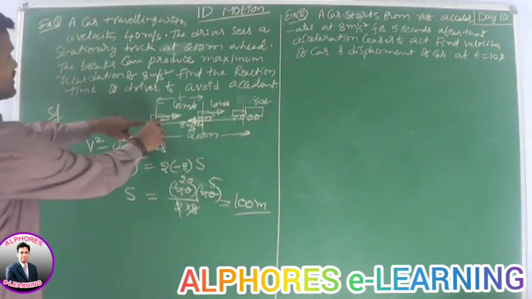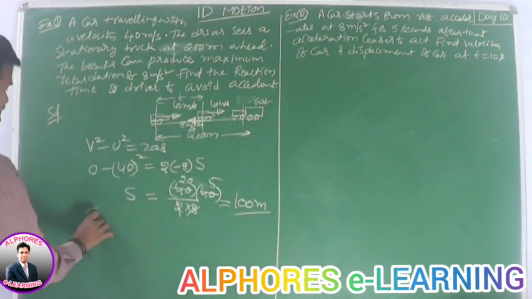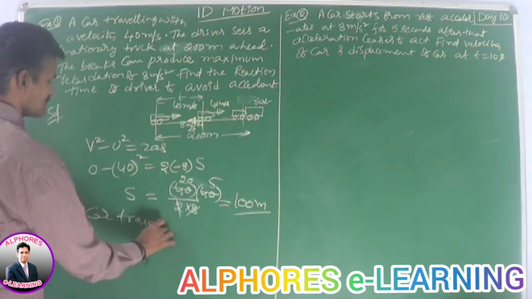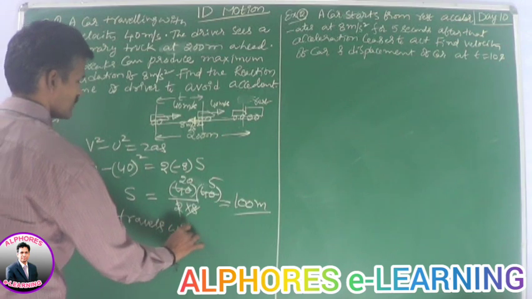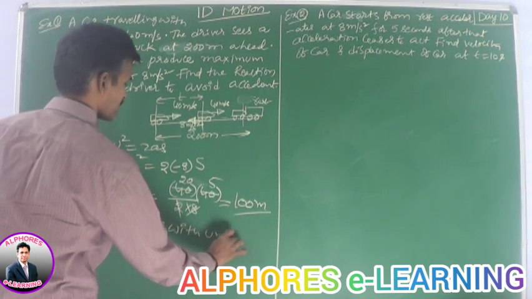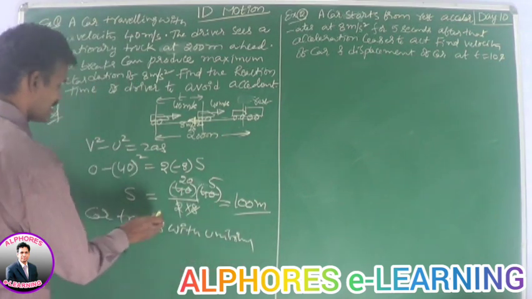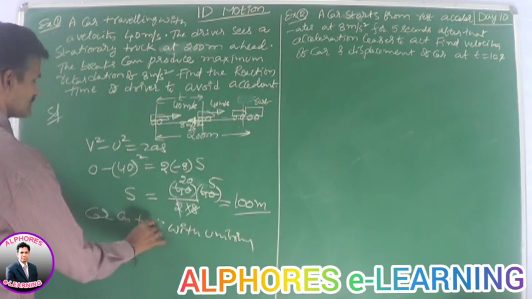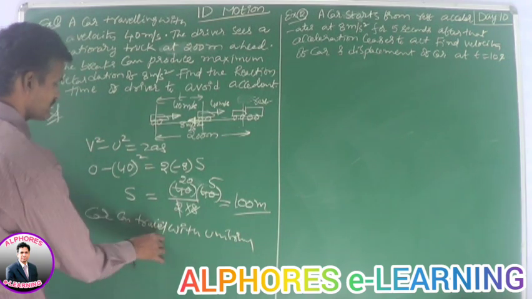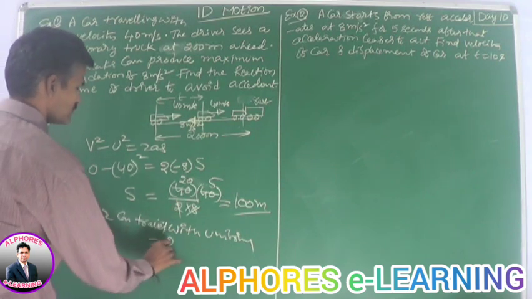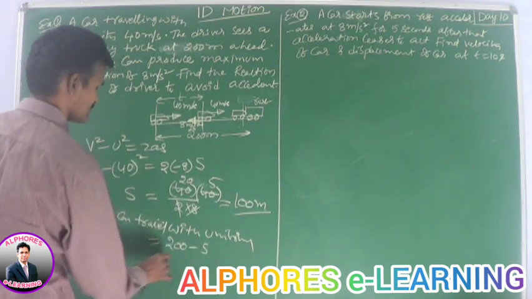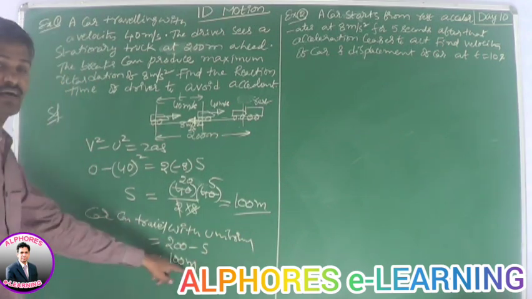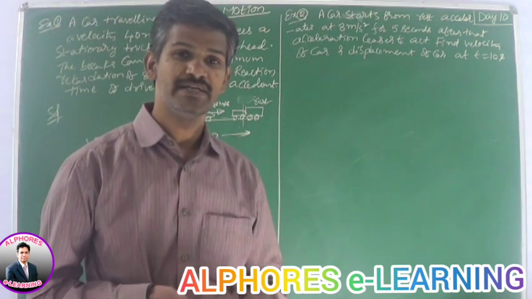So the car travels with a uniform speed. The distance the car can travel with uniform speed is equal to 200 minus s, that is 100 meters. This car travels 100 meters with a uniform speed.